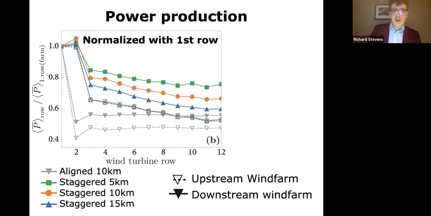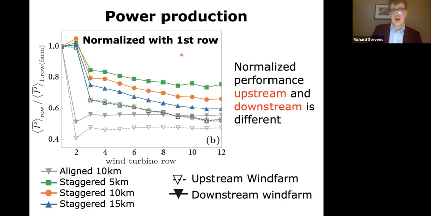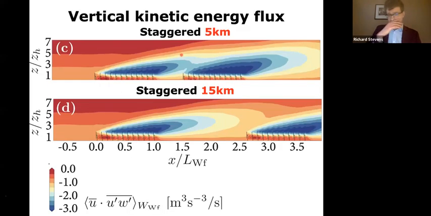Or you can normalize with the first row of each wind farm, and then you can see that in this case, the first row of each wind farm individually is not necessarily the best reference, because then you get the impression that these downstream wind farms are doing much better, whereas that is actually not the case. This shows that normalizing with the first turbine of its own farm is giving a misleading example, and you really need to see the larger system in order to get a good impression of that.